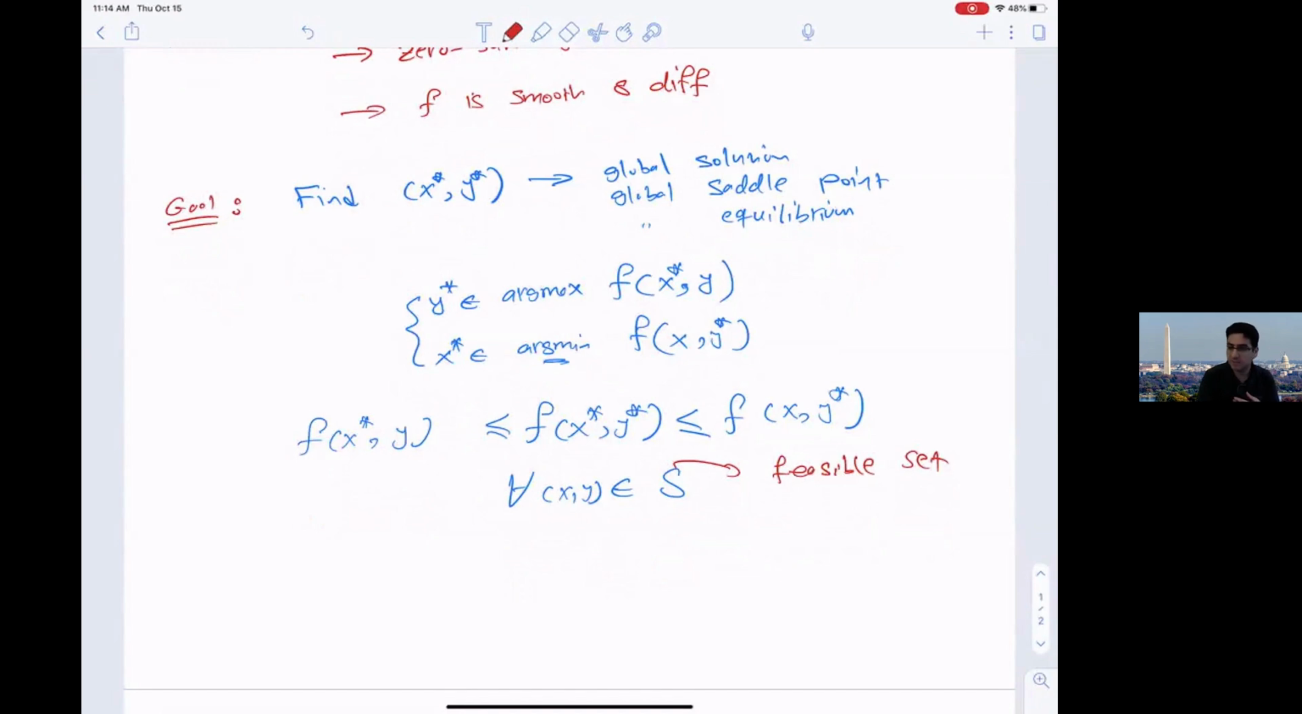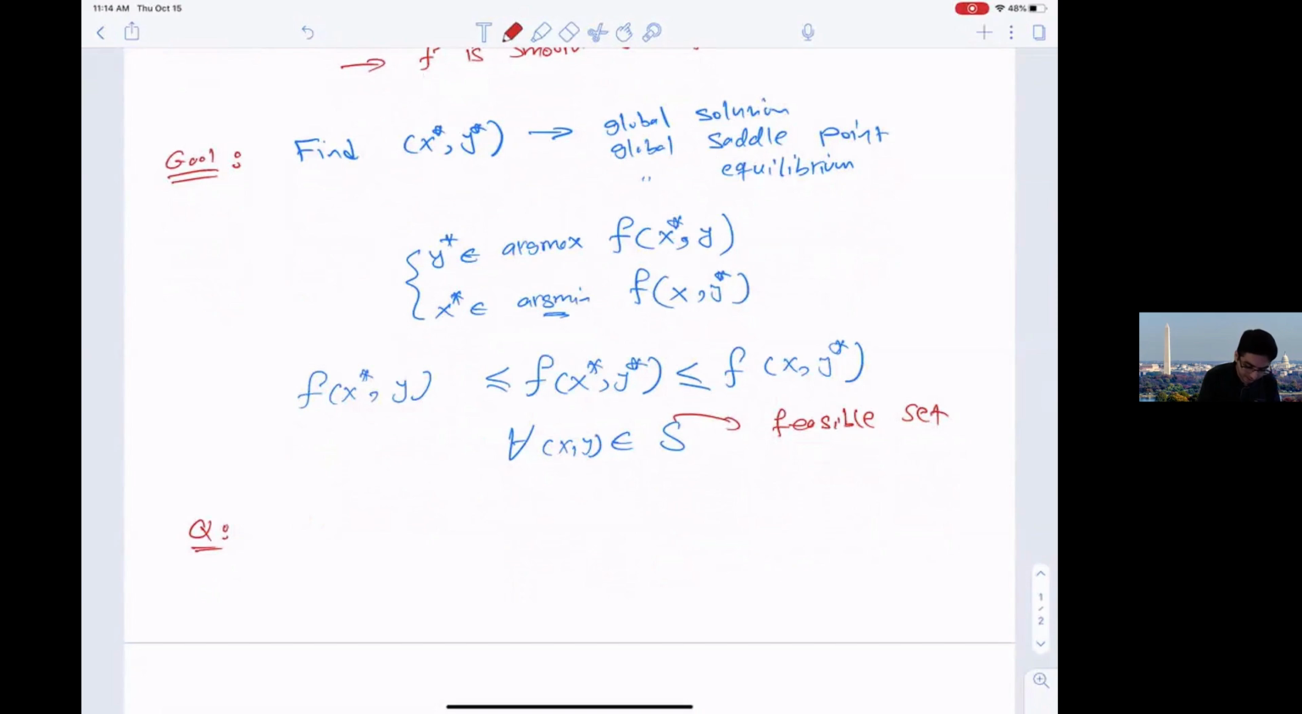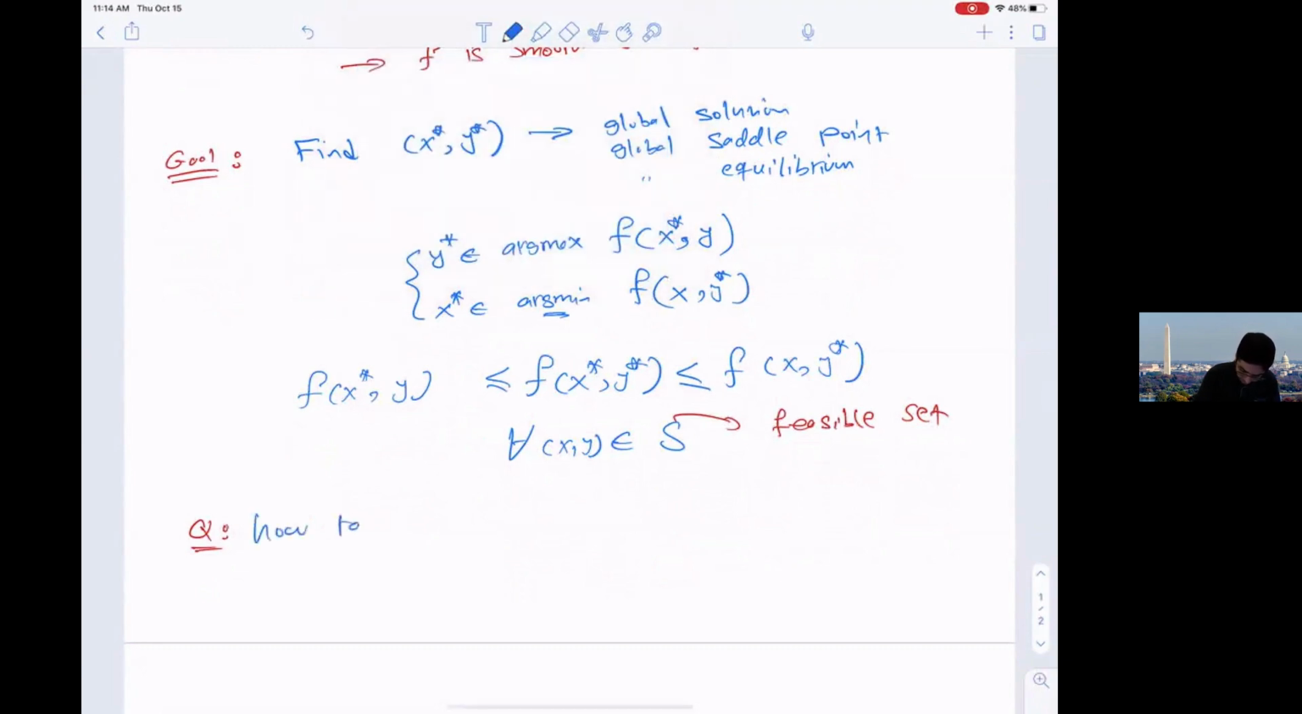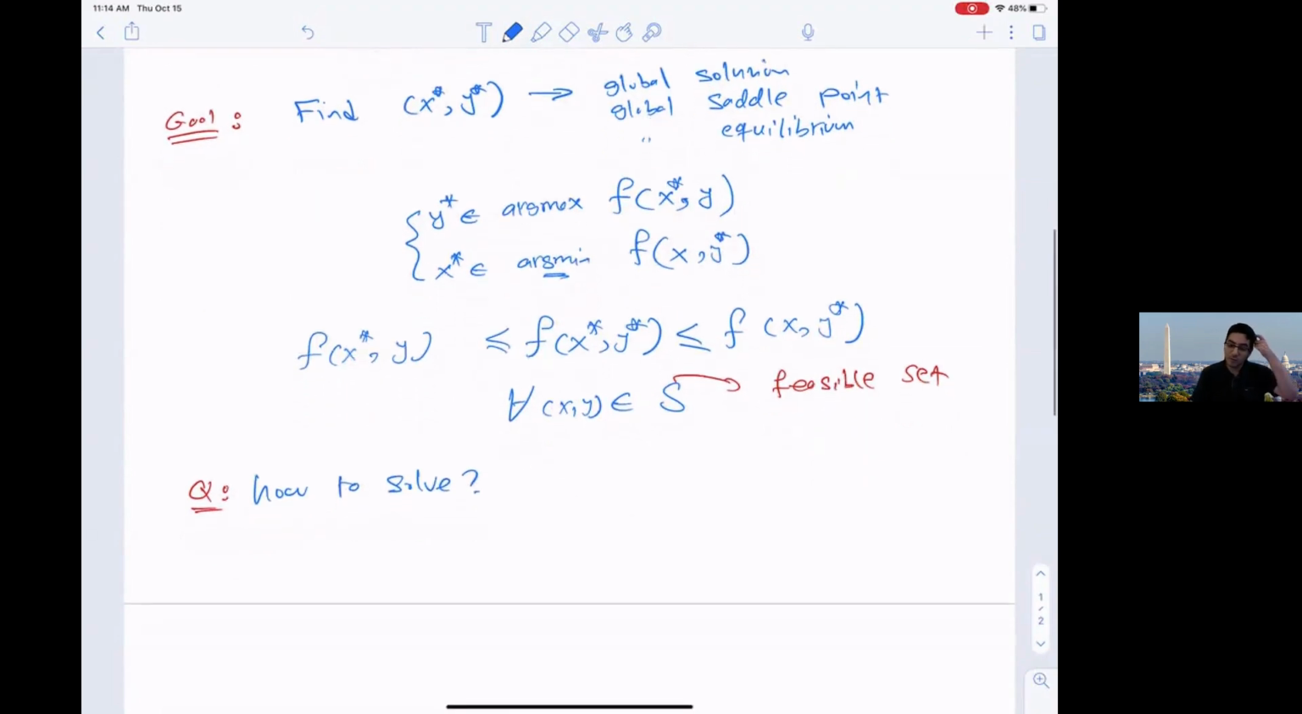Because in practice, we get these min-max optimizations in adversarial robustness and in GANs. And at the end of the day, we want to solve these optimizations efficiently and see if in fact those solutions are global solutions for that optimization. Right, so how do we solve? How do we compute x star, y star? You have already seen some solvers for this min-max optimization problem. Can you recall?